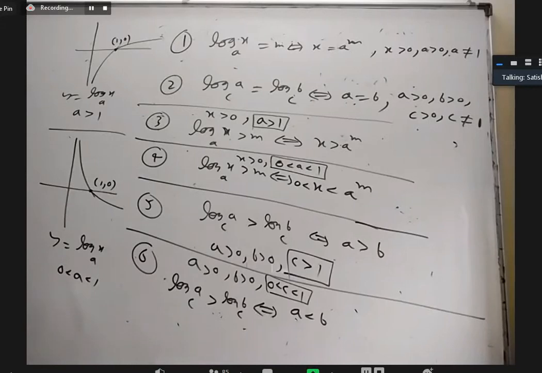At 1, it is positive. At 2, also it is positive. At 3, also it is positive.